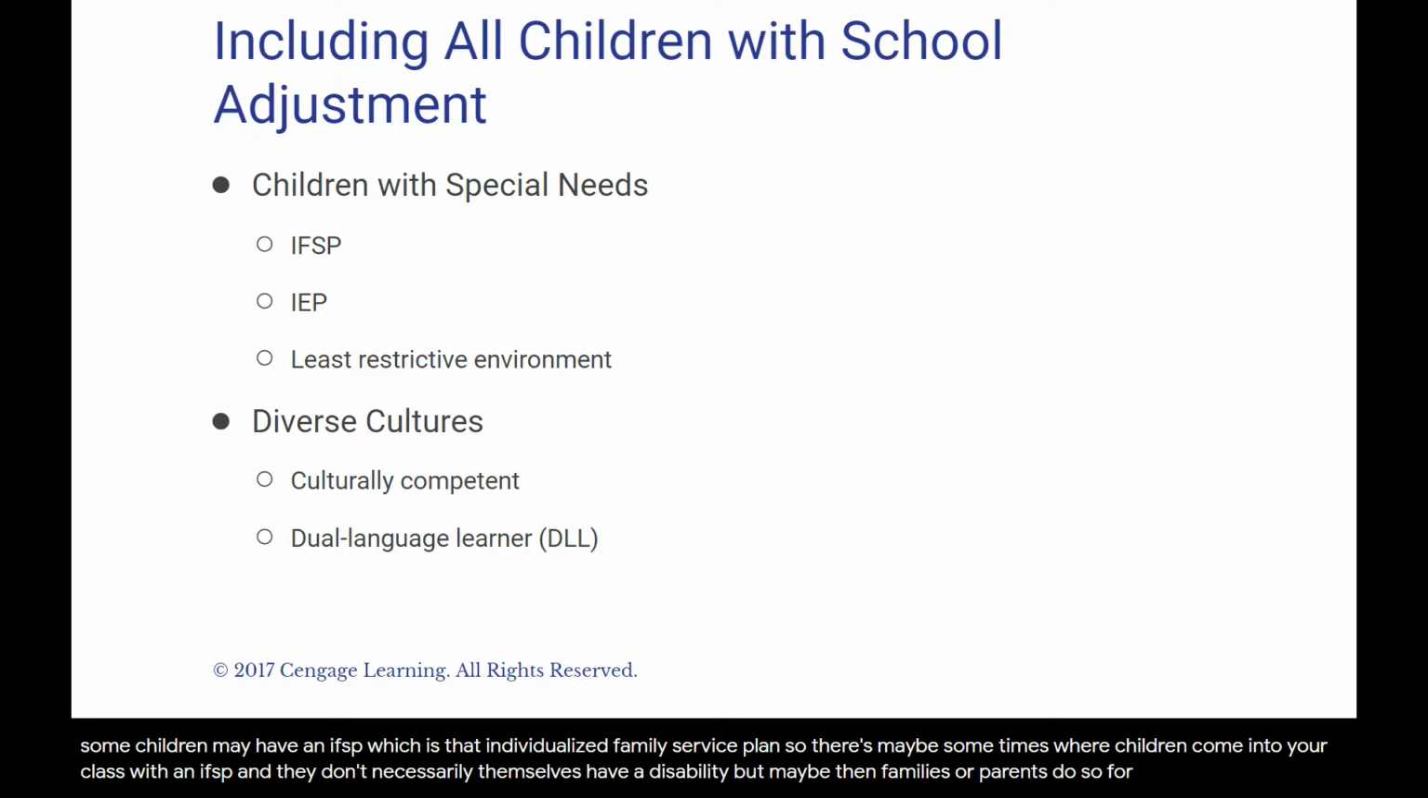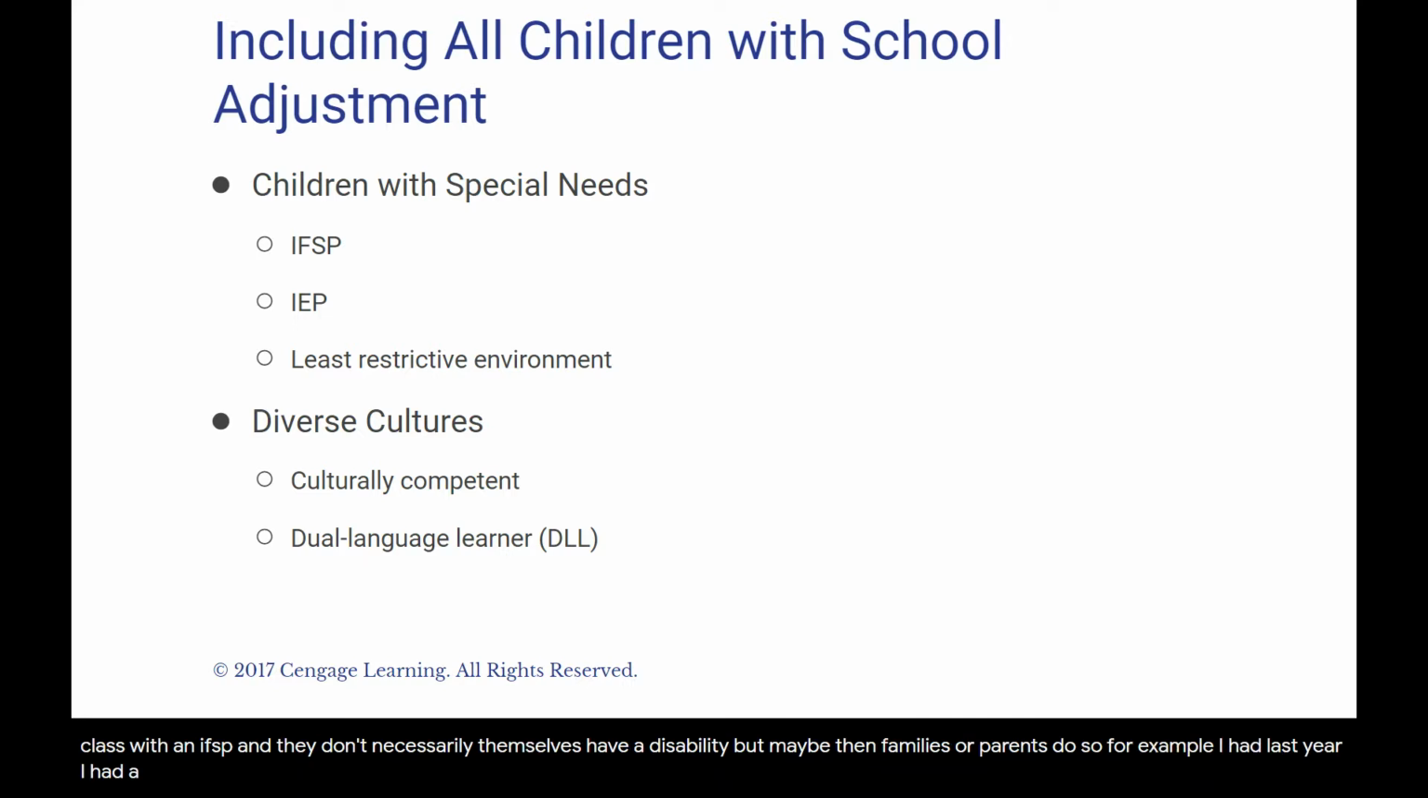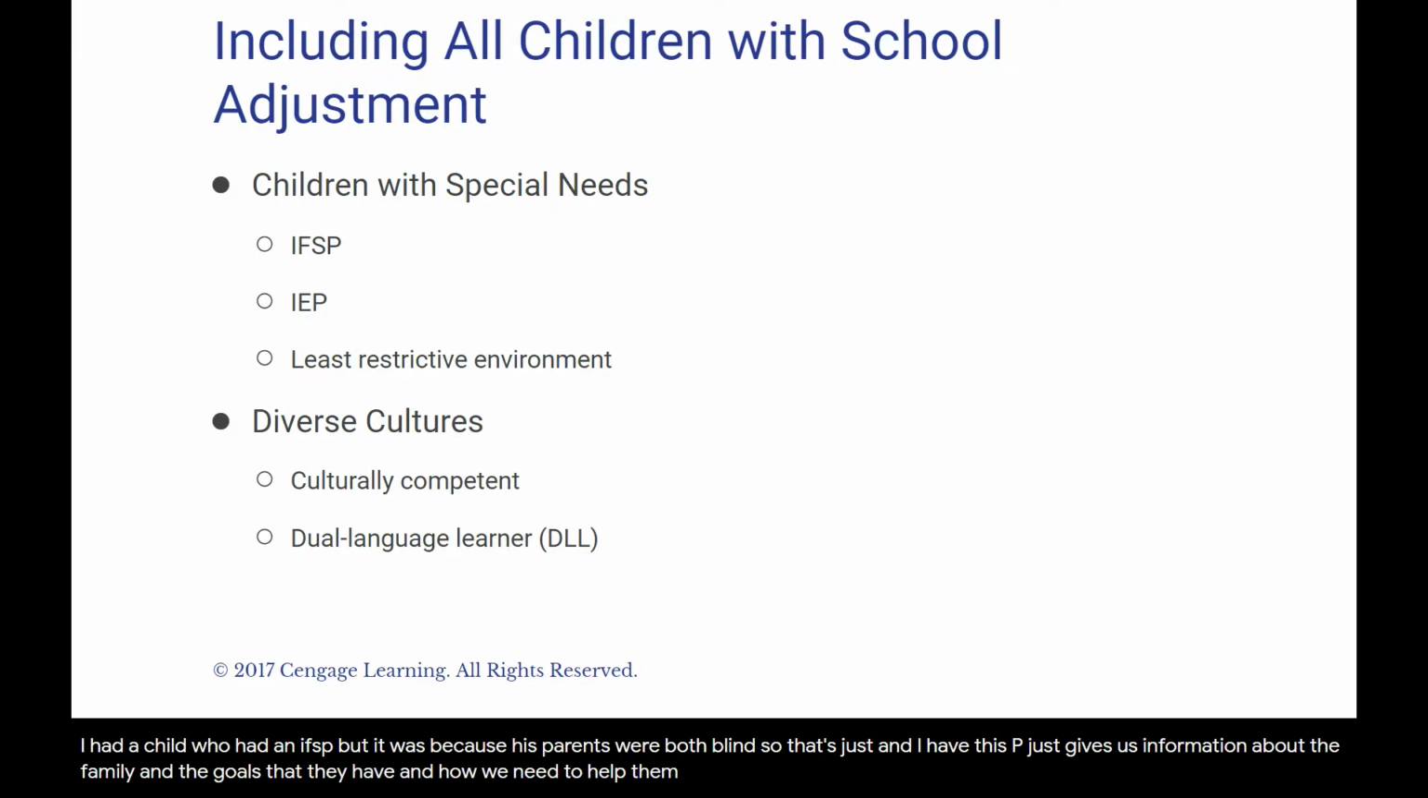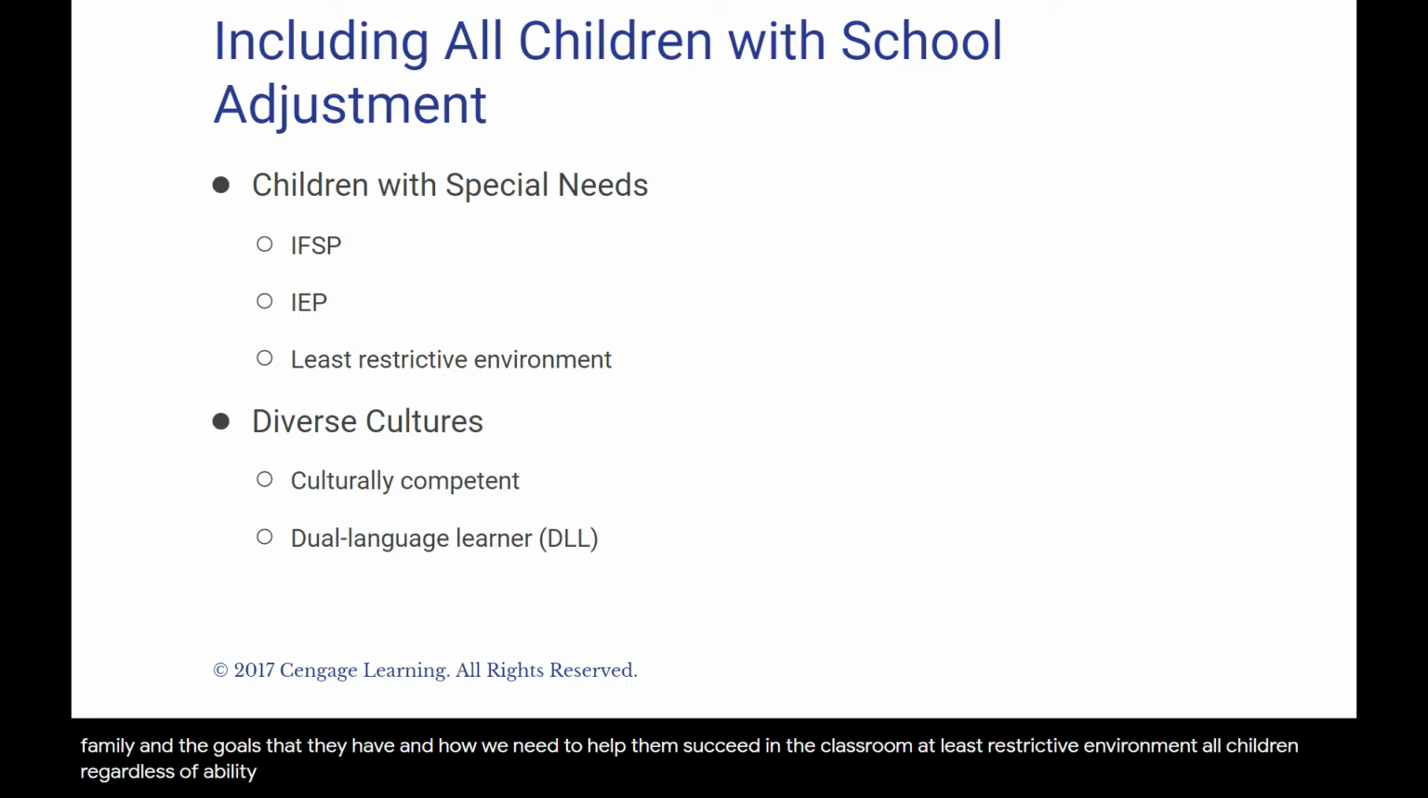So for example, last year I had a child who had an IFSP, but it was because his parents were both blind. An IFSP just gives us information about the family and the goals that they have and how we need to help them succeed in the classroom. Least restrictive environment. All children, regardless of abilities and disabilities, have the right to a free and appropriate public education.